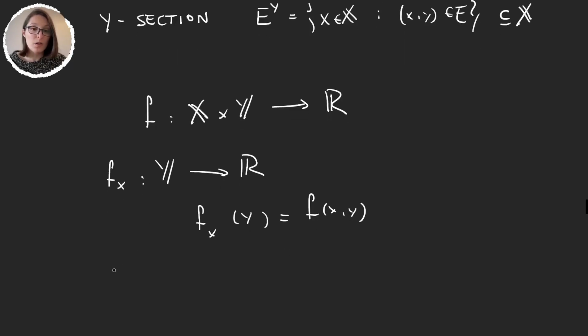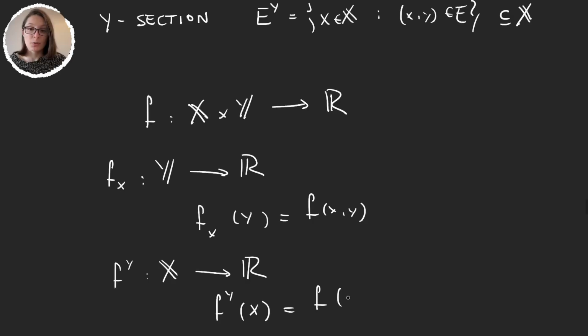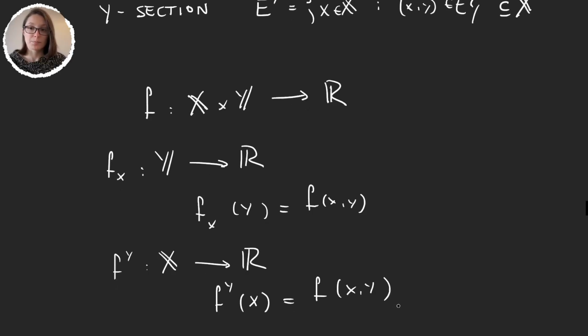So f^y, the y section of f, is now going to be a function from X to the real numbers. And it's defined on a point x, again, as f of (x, y). So what is this? Well, let's think about this.